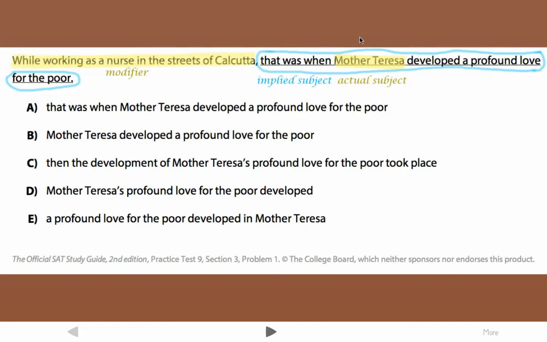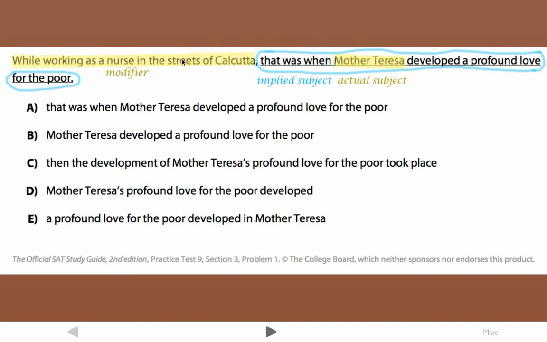It's describing Mother Teresa. However, the way that the sentence looks right now, it looks like this modifier is describing this entire fact. This modifier is describing that was when Mother Teresa developed a profound love for the poor, which we know isn't true. This is describing a noun, Mother Teresa. So therefore, to make this sentence flow, we need to put the actual subject right next to its modifier. Otherwise, it becomes a little confusing.